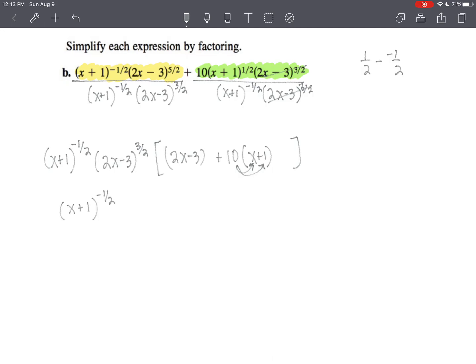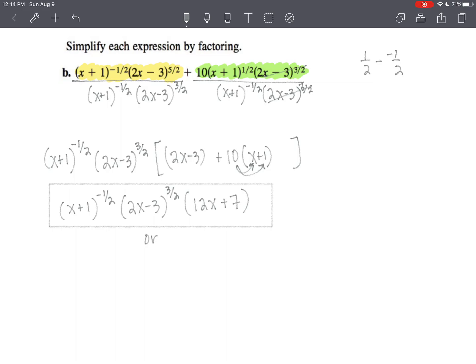So my final answer, x plus 1 to the negative 1/2 power times 2x minus 3 to the 3 halves power, and then inside these brackets I simplify to be 12x. 2x plus 10x is 12x. Negative 3 plus 10 is positive 7. And again, perfect box, because that's how I'm rolling today. Oh, not so perfect. That is not a rectangle. That would be considered just a quadrilateral. There we go. That's a nice, this is a special quadrilateral. It's a rectangle.